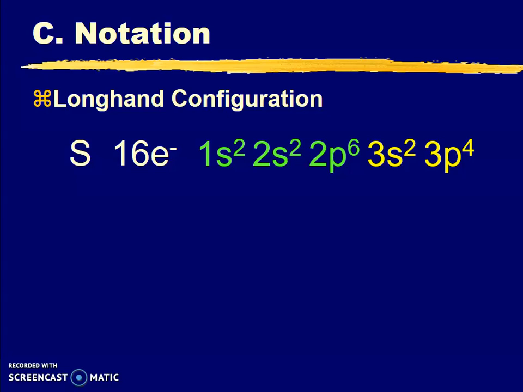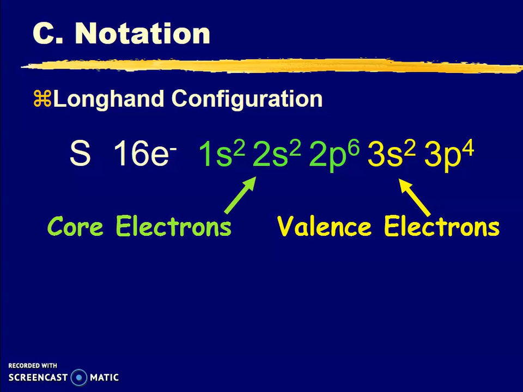That can get to be a lot if you're doing something further down on the chart, right? So we can do a shorthand. But what this is showing here, we have the valence electrons. So these are the ones on the outer layer. And then we have the core electrons. They are deeper within.